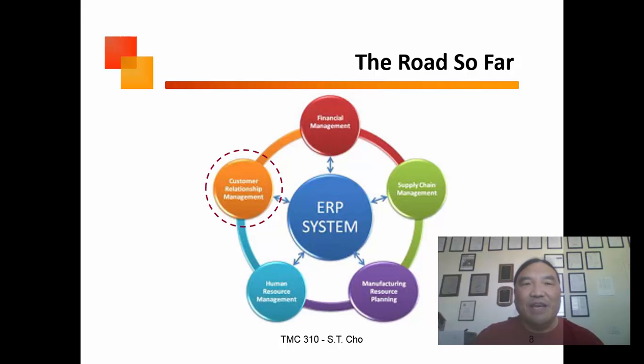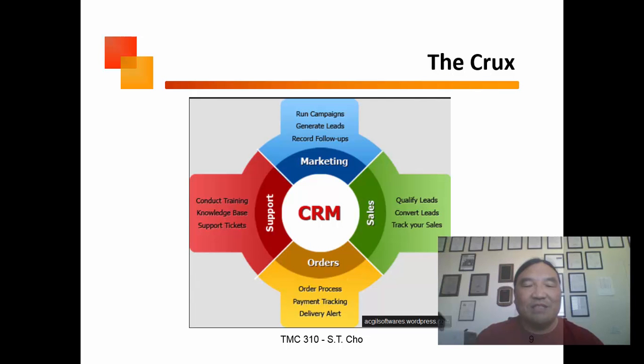We talked about enterprise resource systems, and CRM is one of the big parts of it, along with supply chain management and financial management and all those other pieces. So this is how it fits into your ERP. And specifically, this is what a CRM is: it's about your marketing, support, sales, and how you're going to process orders.